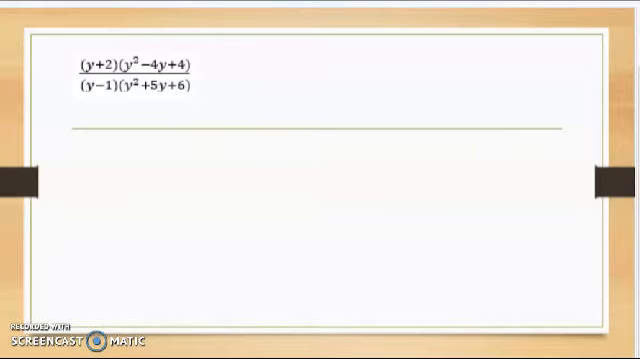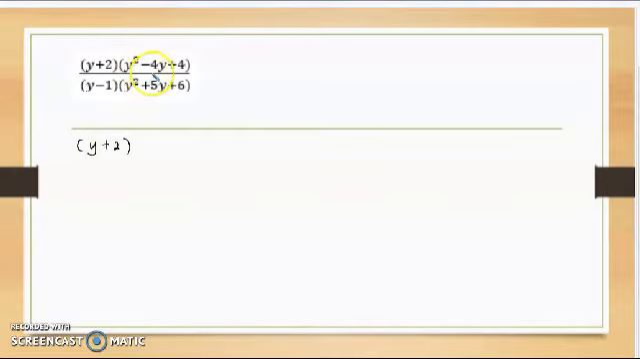Now, how about this? The quantity of y plus 2 times the quantity of y squared minus 4y plus 4, all over y minus 1 times the quantity of y squared plus 5y plus 6. So again, get all the factors of the numerator and the denominator, if possible. For the numerator, y plus 2 is already in simplest form.